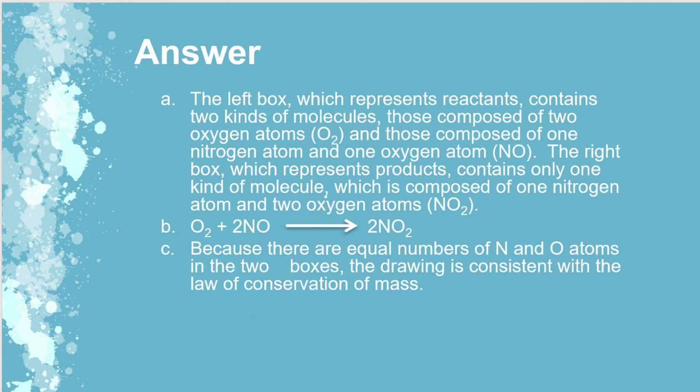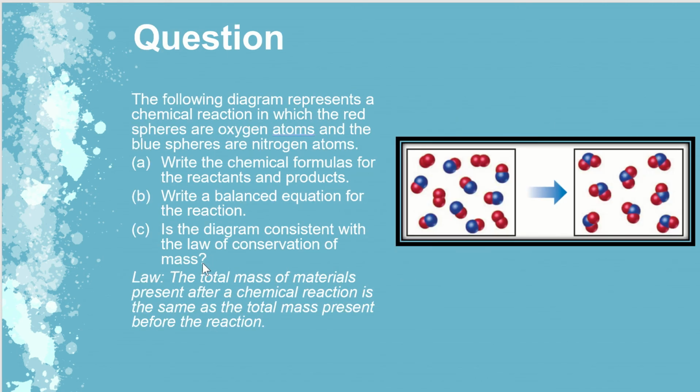And then our final question says, is the diagram consistent with the law of conservation of mass? And just in case you may not have been introduced to that law, it says the total mass of materials present after a chemical reaction is the same as the total mass present before the reaction. So what you want to do here is to literally count the atoms on this side and count them on the other side, that is the reactants and the products, and if they are equal, then the law of conservation of mass would have been adhered to.